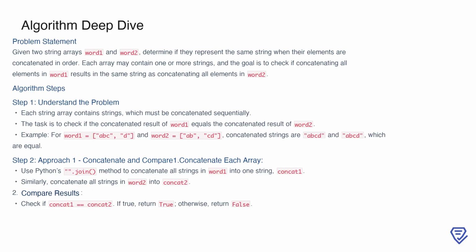One straightforward way to solve this is to concatenate all strings in each array into two separate strings using Python's join method. Once we have the concatenated strings, we simply compare them using the equality operator. If they are the same, we return true, otherwise, we return false. This approach is simple but has some limitations, as we'll see shortly.